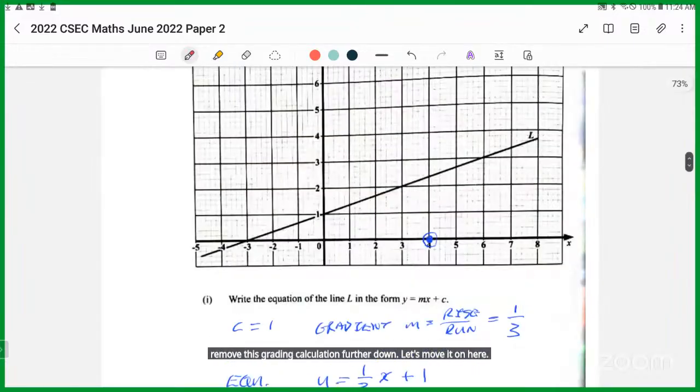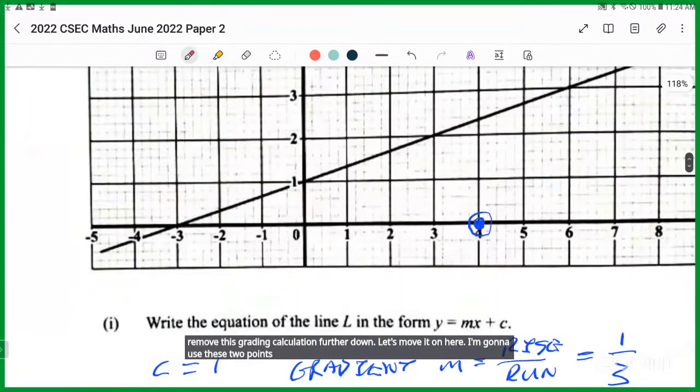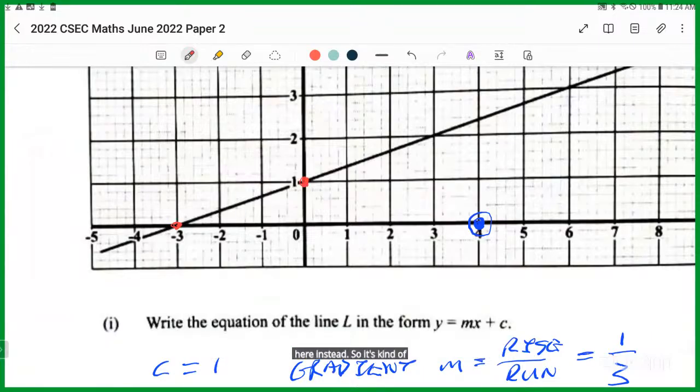So I'm going to use these 2 points for the gradient calculation, here and here instead, so it's kind of out of the way. So this will be the rise, and this will be the run. We can use any 2 points now. So the run is 3, and the rise is 1. Just the same, alright? I'm using these 2 points to show the gradient.